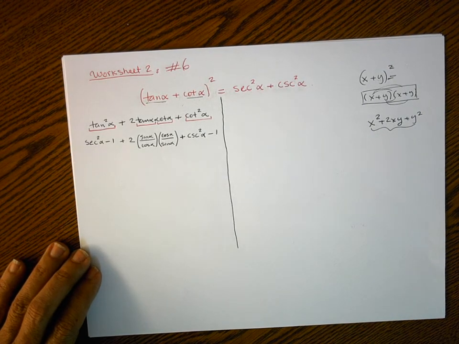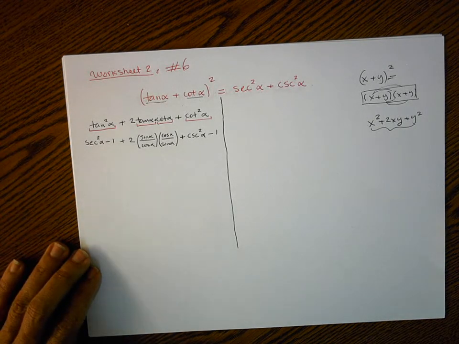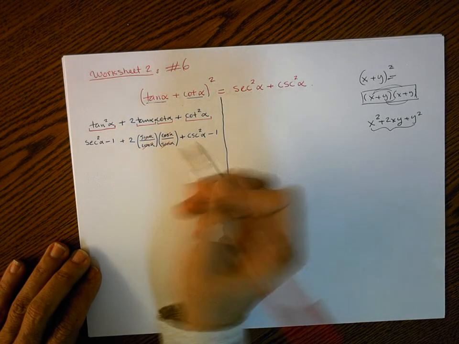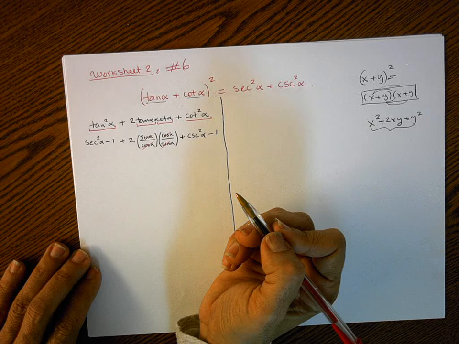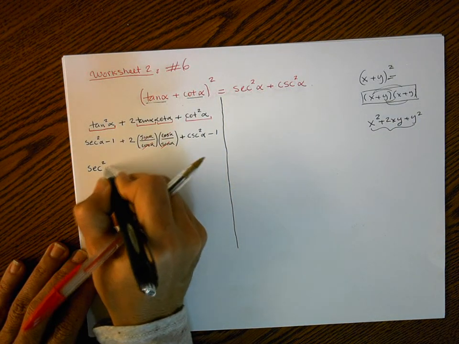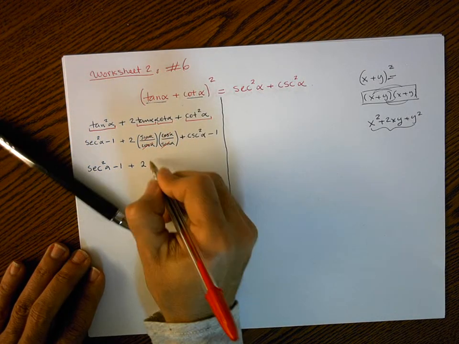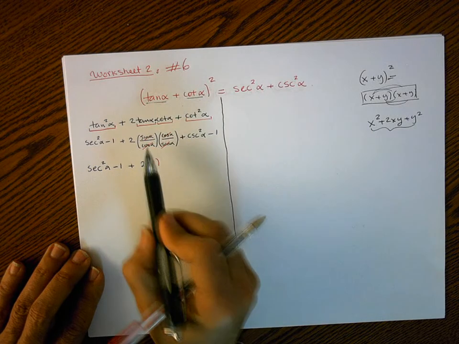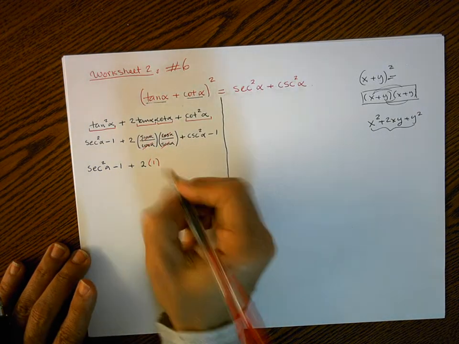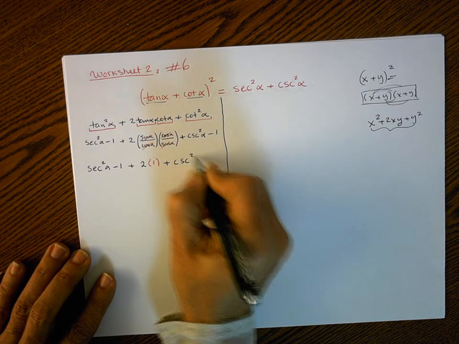Let's see what simplifies here. Let me use a different pen here so you can see. The cosine times the cosine, and the sine times the sine here all simplifies to a number 1. So I'm going to write this as secant squared of alpha minus 1 plus 2 times 1, because the sine cancels with the cosine and all that becomes a 1. And then I continue with my plus cosecant squared of alpha minus 1.